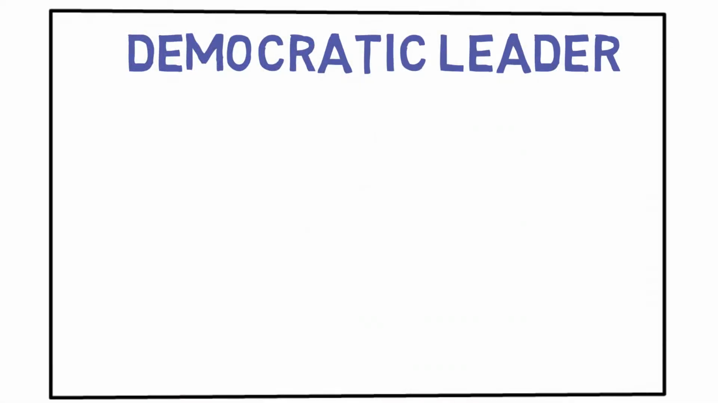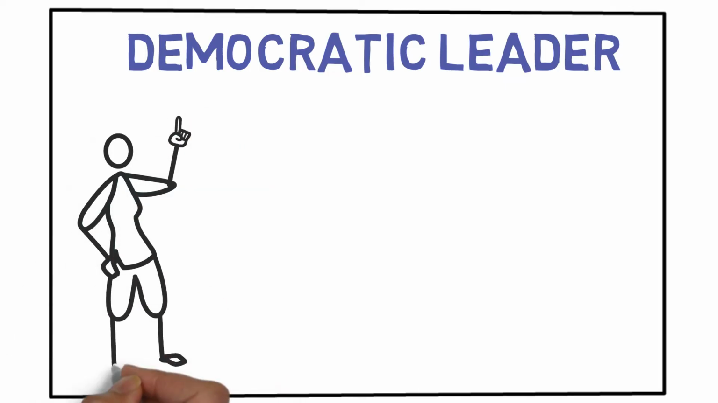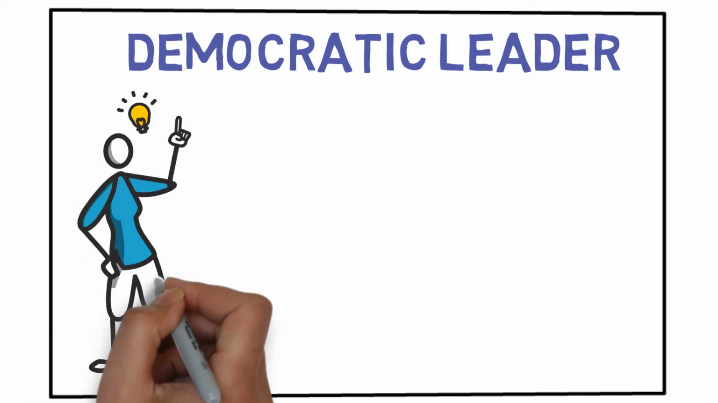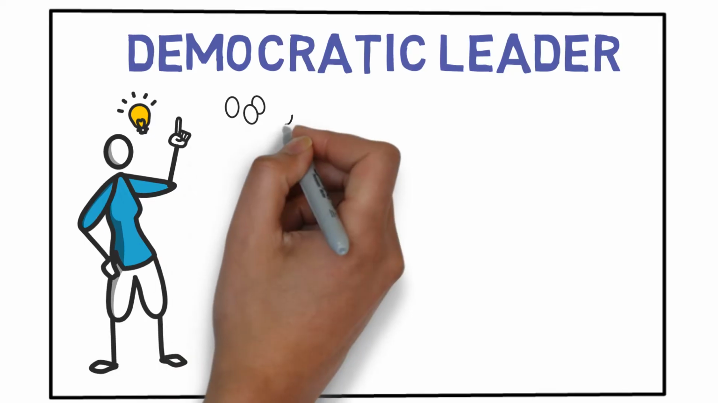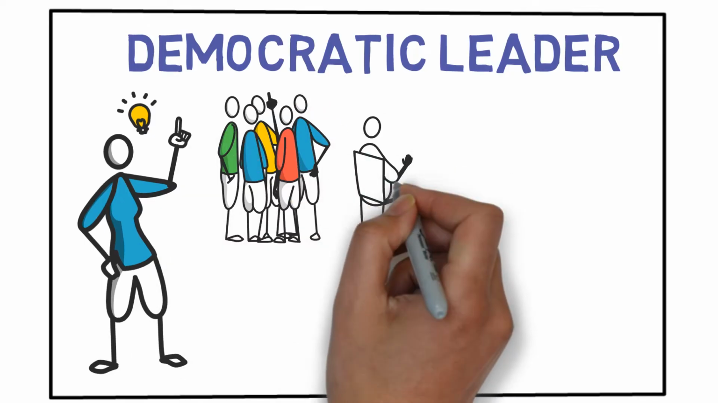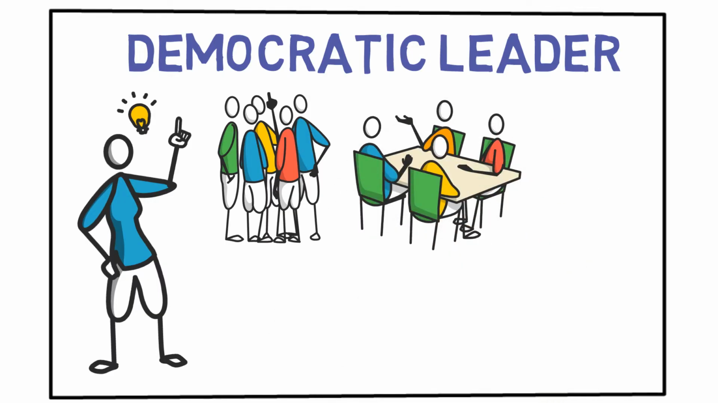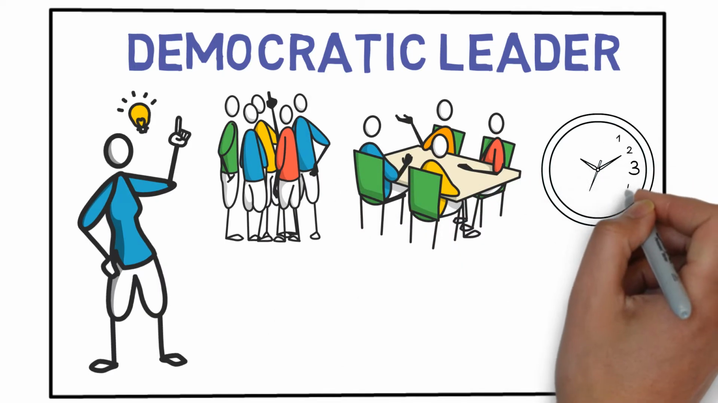Democratic leader. Democratic leadership is based on the idea that employees in an organization should be able to participate in decision-making. The opinions of the entire group should be considered when making a decision. This often involves numerous meetings. Therefore, it will be especially useful in cases where there is plenty of time to choose a course of action.